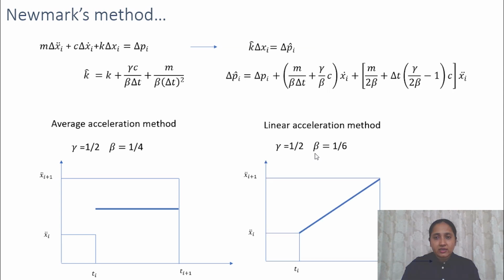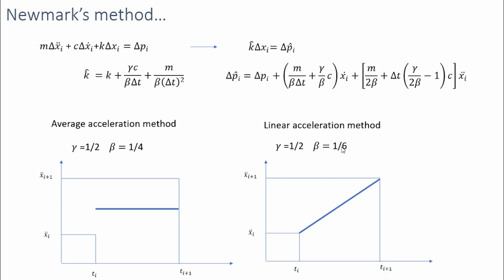In the next case, beta is equal to 1 by 6, and that is called the linear acceleration method. In this, the acceleration between two time instants, that is over a time step, is approximated as a linear variation between these two time steps. So between this ti and ti plus 1, the acceleration will vary linearly.